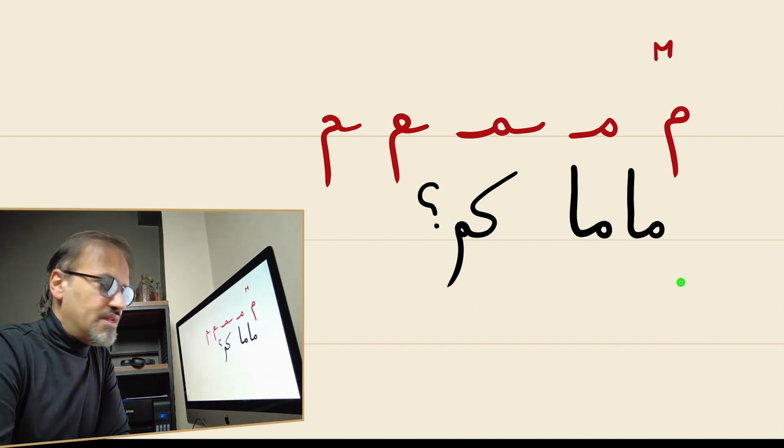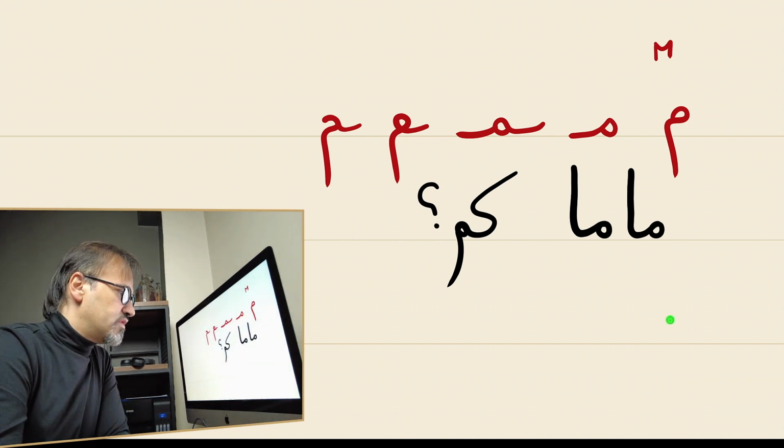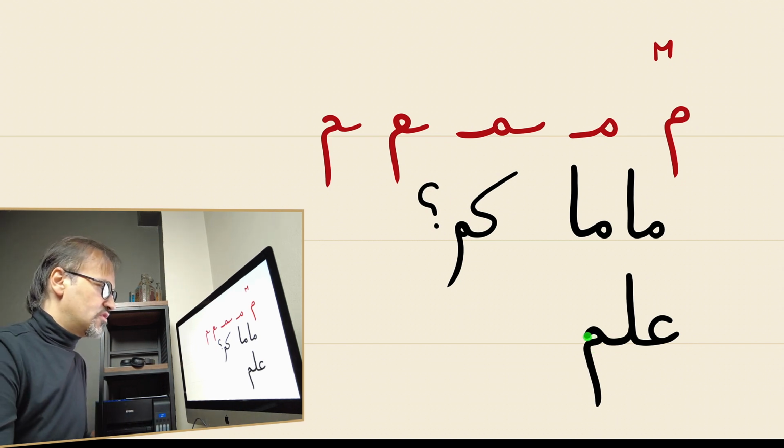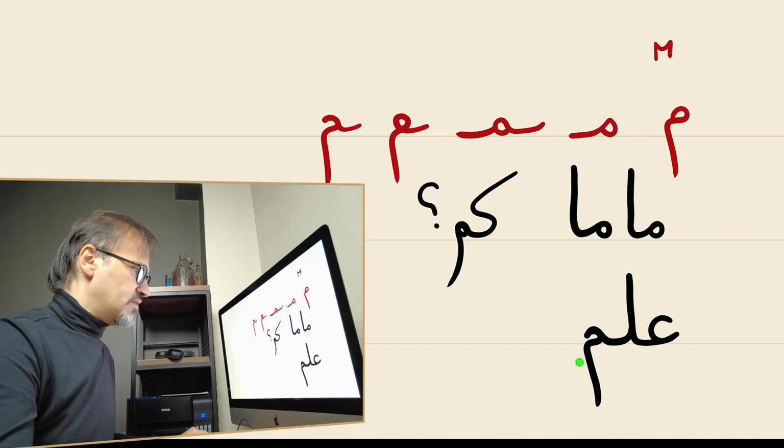And then we have ilm. Ilm means knowledge. Starts with an a. Le. Remember the le is connected from both sides. And it ends with me. And as I said, you can either close this like this or keep it open. Okay, so that's our me sound.